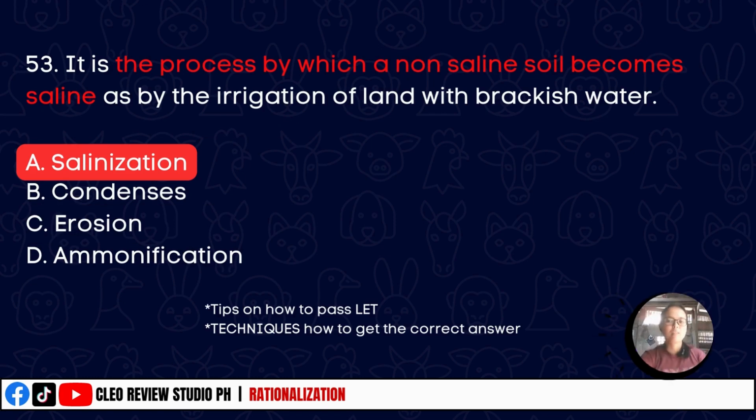It is the process by which a non-saline soil becomes saline as by the irrigation of land with brackish water. Gaya ng palagi kong tinuturo on how to choose the correct answer is first, check kung meron bang mga clue words sa question. Second, apply the elimination method. You can try to watch the tips on how to get the correct answer in let. Doon ko na-discuss lahat ng pwede nyong gamitin. Anyway, the correct answer is option A, salination.